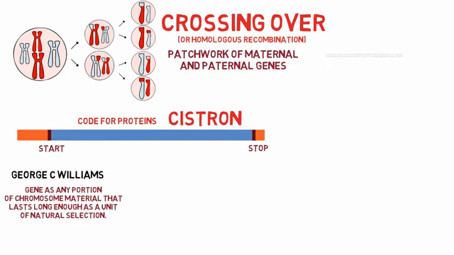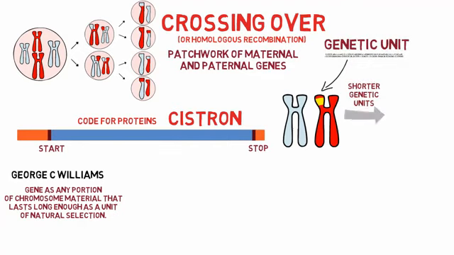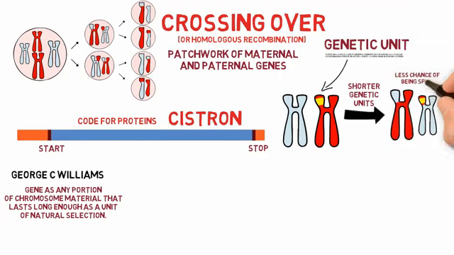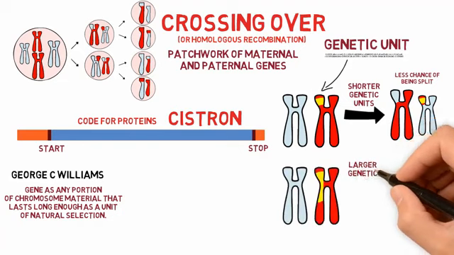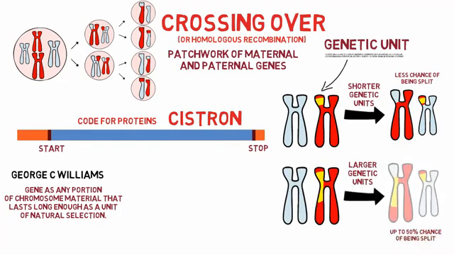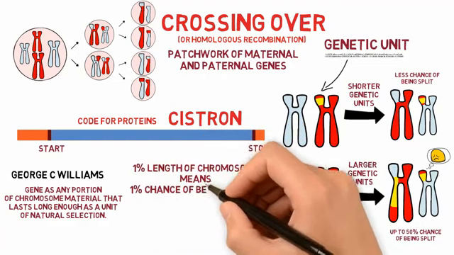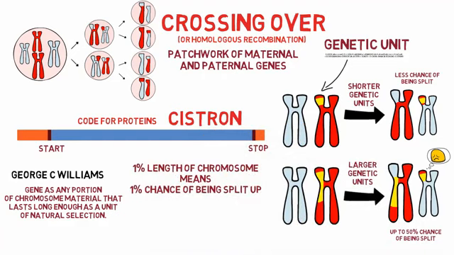We can imagine a sequence of code letters, a length of chromosome called a genetic unit. The shorter the genetic unit, the longer in generations this genetic unit is likely to live because there is a smaller probability it will be split up during crossing over. For a very large genetic unit, there is a 50% chance the unit will be split up at each meiosis. If a genetic unit is 1% of the length of the chromosome, it makes sense to assume it only has a 1% chance of being split during meiotic division.